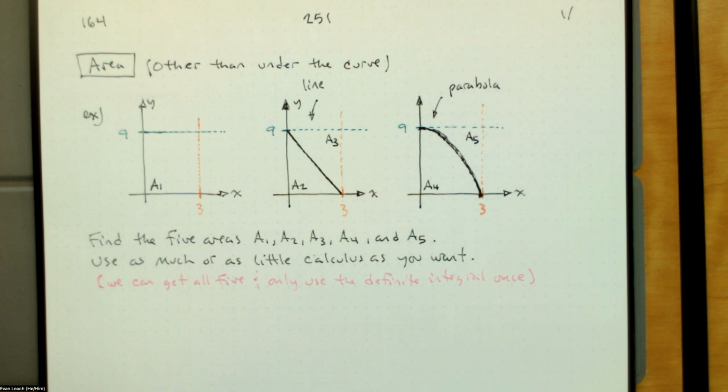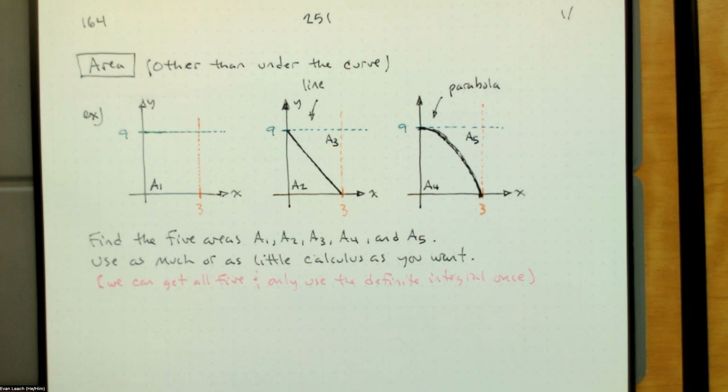So here we have a box. X goes from 0 to 3 and Y goes from 0 to 9. And I've divided the box. Well, I have one just plain old box and then two boxes where I've divided with a different curve. This middle box, I've just divided with a line going from 0, 9 to 3, 0. And in the third box, I've divided it into two parts with a parabola from 0, 9 to 3, 0.